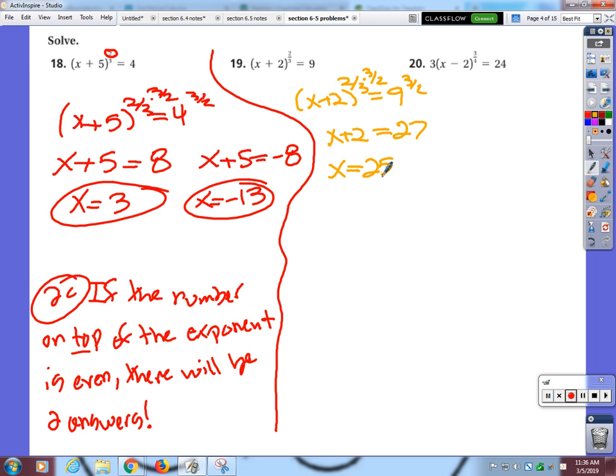However, the square root of 9 could also be -3, and then -3 to the third power is -27. So if x plus 2 equals -27, then x equals -29.